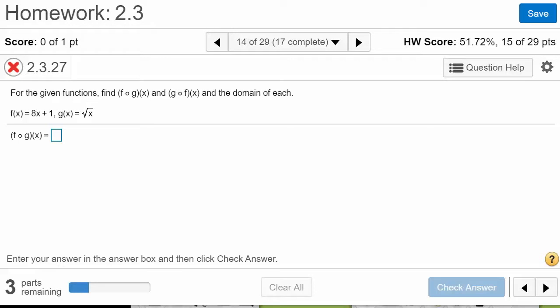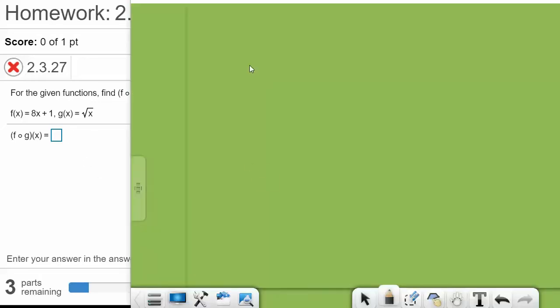2.3.27, for the given function, find f composed with g of x and g composed with f of x and the domain of each. Okay, so f composed with g of x is f of g of x.